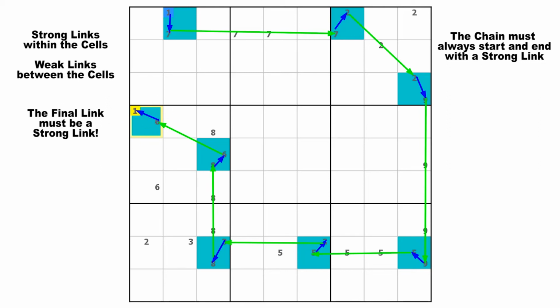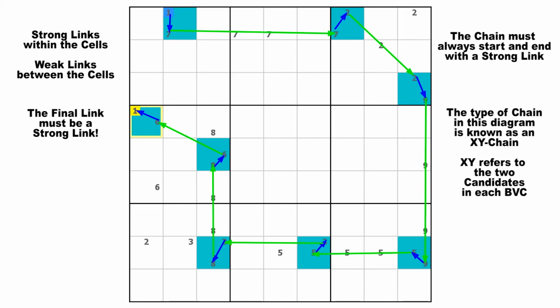And when you make a chain like this, whether you can make any eliminations or not will of course depend on what the endpoint candidates are and how they match up. And when you make an entire chain using only by-value cells, it is known as an XY chain, which we will cover in video number 28.